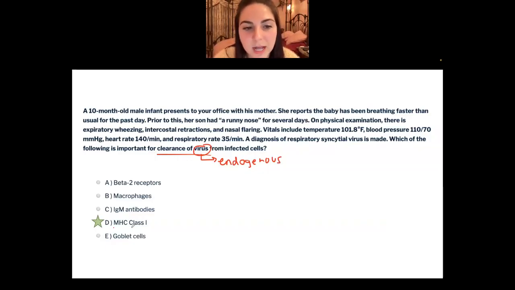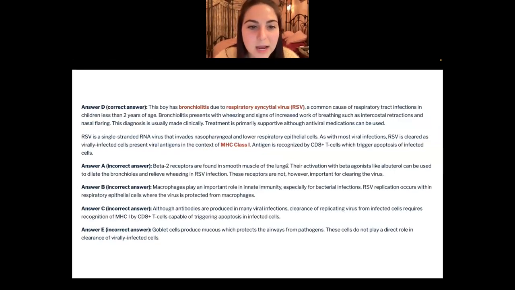You want to associate class 1 with your endogenous antigens like viruses, which is kind of what he says here. He's like, yeah, macrophages do play an important role, but unless the virus is infecting the macrophage, it's kind of hidden, because it needs a cell to be able to replicate. And this is kind of what we had talked about. Make sense?